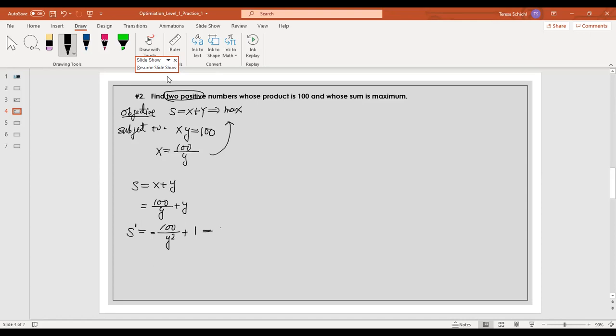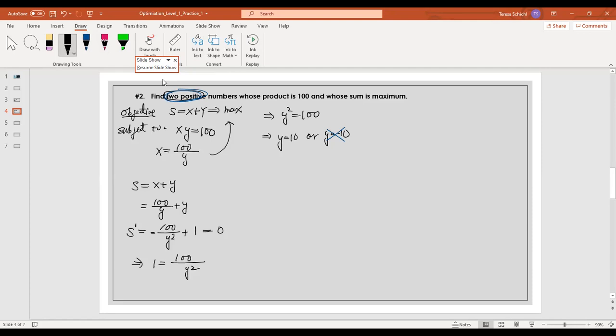Then we set this equal to 0. When you set this equal to 0, y squared is equal to 100. Then you can solve it. Y squared is equal to 100, so I know y is equal to 10 or y equal to negative 10, right? But in here, because they say it's positive, y cannot be negative 10. So y will just be the positive 10.